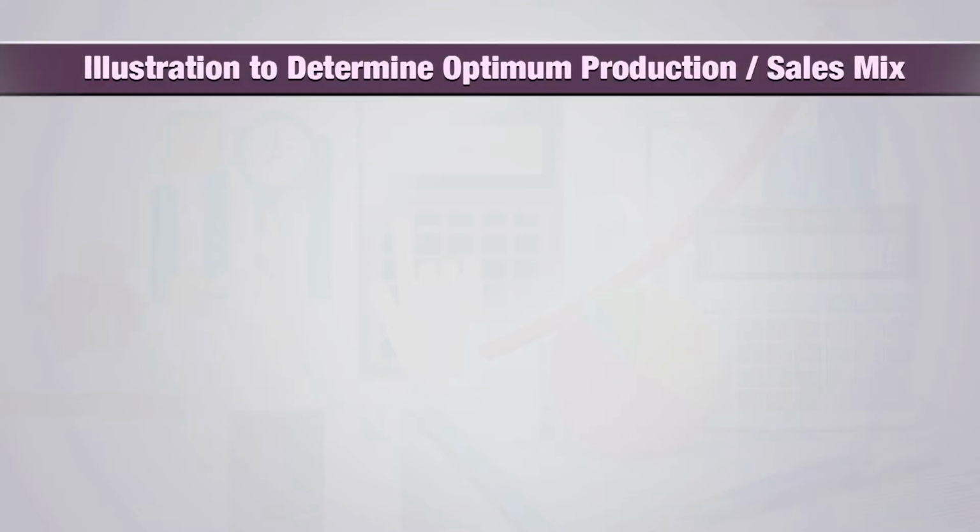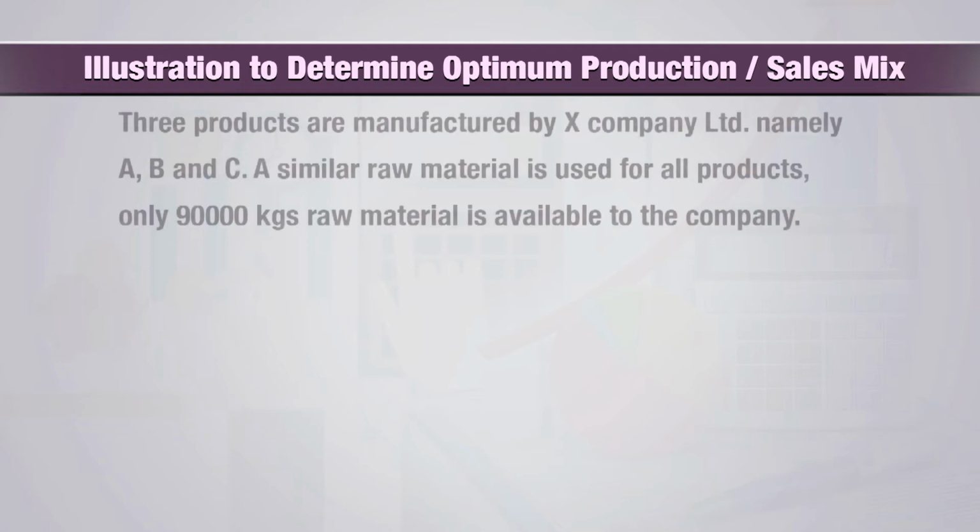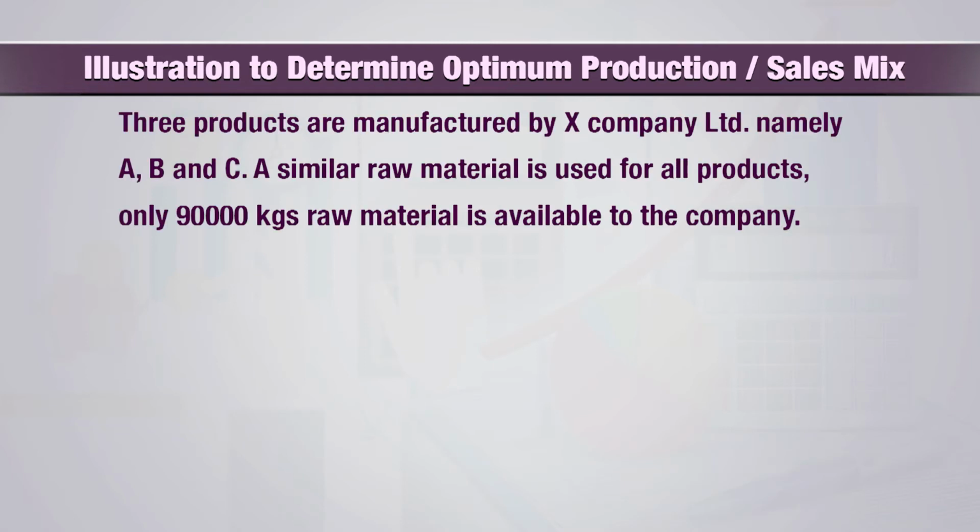Now let's take an illustration to determine optimum production or sales mix. Three products are manufactured by X Company Limited, namely A, B and C. A similar raw material is used for all the products and only 90,000 kgs of raw material is available to the company.